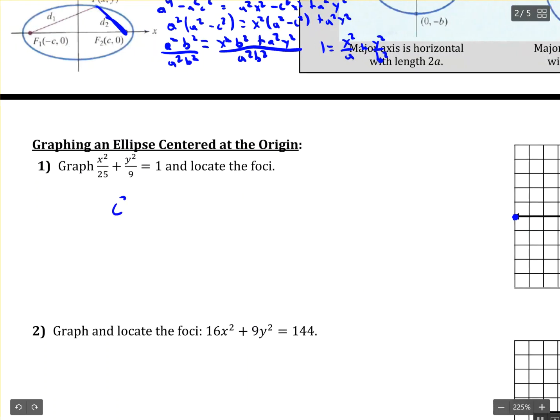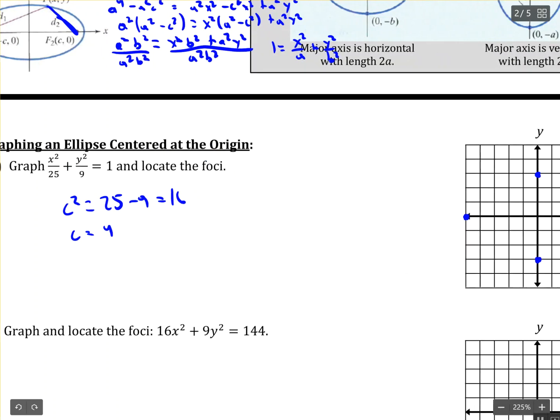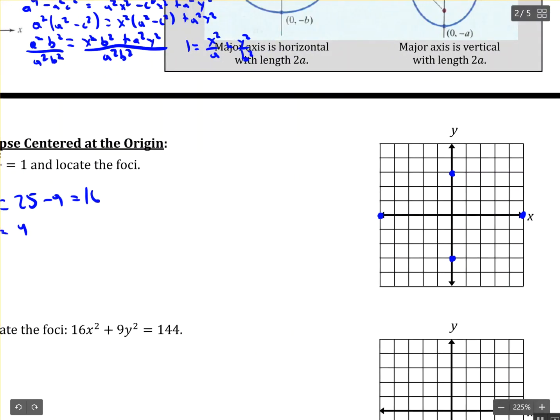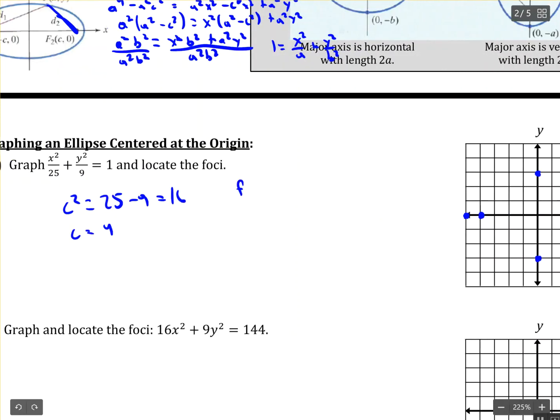c squared is equal to the bigger minus the smaller. So c equals 4. And the foci are always going to be on the major axis. And remember, the major axis is the longer axis. So since my x numbers were larger than my y numbers, I'm going to go left and right 4. So my foci are going to be right here and right here. So the foci are 4, 0 and negative 4, 0.